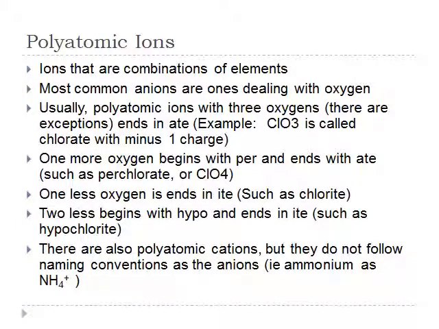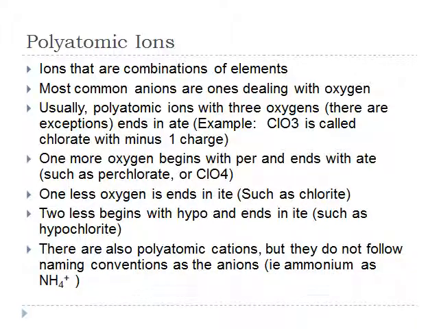Now, after ionic compounds, there are also something called polyatomic ions. These are ions that are combinations of elements. Most common anions are ones dealing with oxygen. Usually, polyatomic ions with 3 oxygens, and there are exceptions, end in "ate".